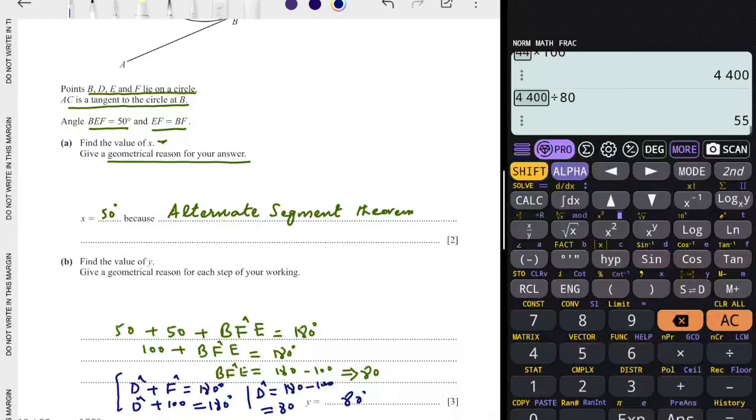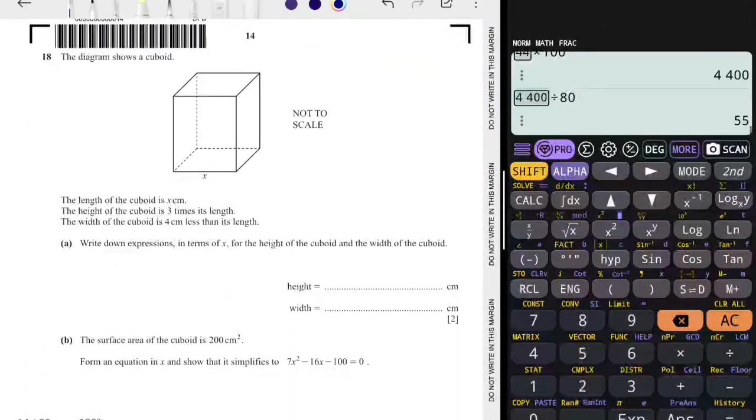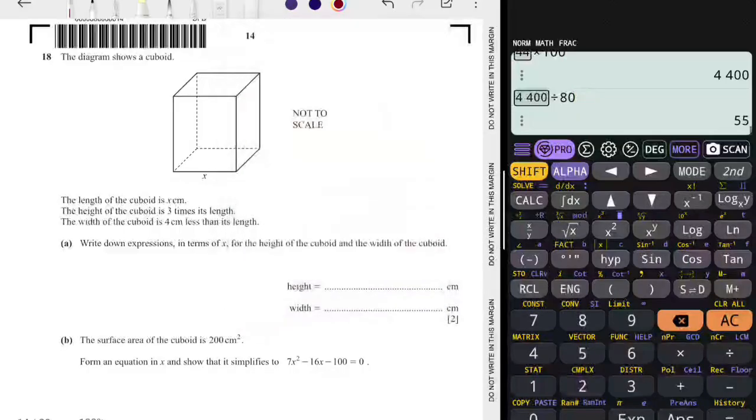So we can write here that opposite angles of a cyclic quadrilateral are supplementary, as their sum is 180 degrees. So moving towards the next question. This question is very important.